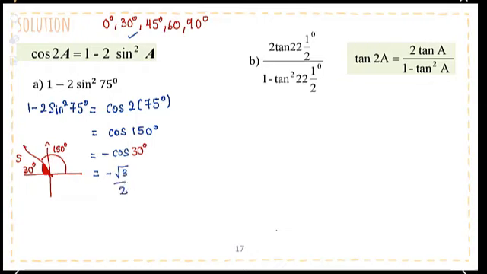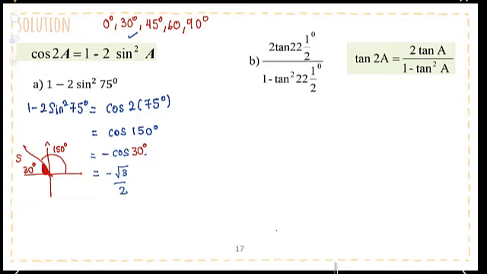Okay students, can you follow this? I hope you are following. So we can't find 1 minus 2 sine square 75 using calculator, because 75 degree is not a special angle. So we convert this to double angle formula and then we find the reference angle, which happens to be a special angle, so we can find the answer.